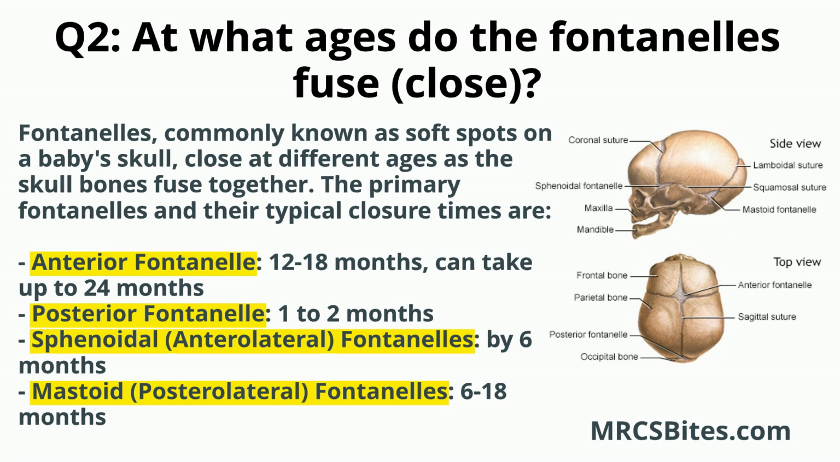Posterior fontanelle. Located at the junction of the parietal and occipital bones, this fontanelle typically closes much earlier, around 1 to 2 months of age. Sphenoidal, anterolateral fontanelles, located at the junction of the frontal, parietal, temporal, and sphenoid bones, these fontanelles usually close by 6 months of age. Mastoid, posterolateral fontanelles. Located at the junction of the parietal, occipital, and temporal bones, these fontanelles generally close by 6 to 18 months of age. These closure times can vary slightly among individuals, but generally follow this pattern.